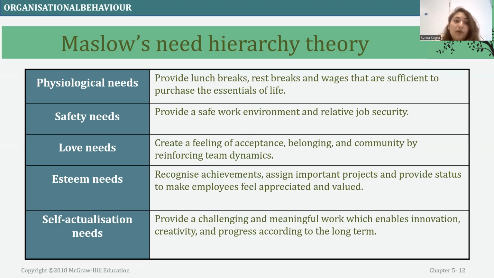Once these are ensured, the employee looks for love needs, which is creating feelings of acceptance, belongingness, and community by reinforcing team dynamics. Once these three levels of the hierarchy are achieved, the employees tend to move forward to esteem needs, which is recognized achievements, assigned important projects, and provided status to make employees feel appreciated and valued. The very last one is self-actualization needs. So this is providing challenging and meaningful work, which enables innovation, creativity, and progress according to the long term.